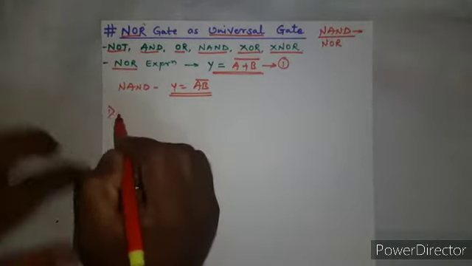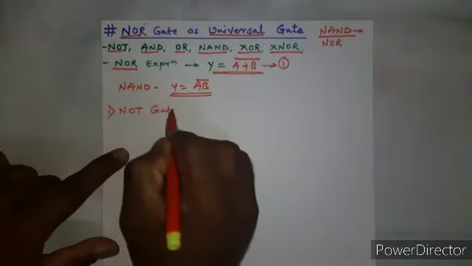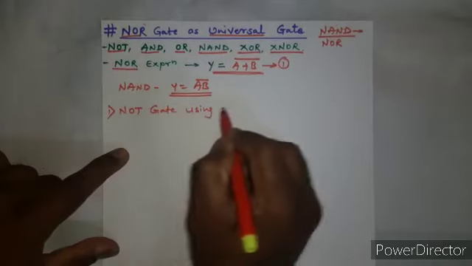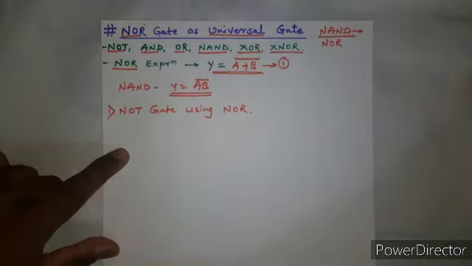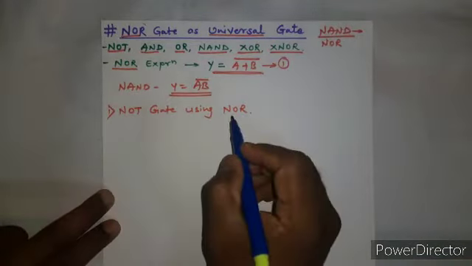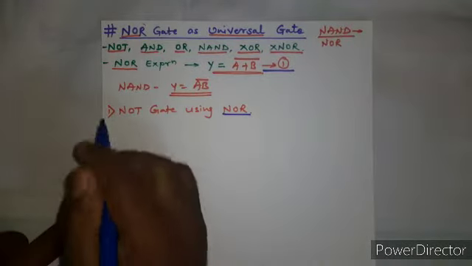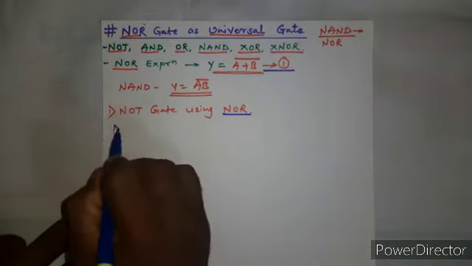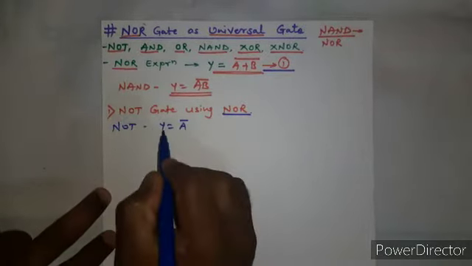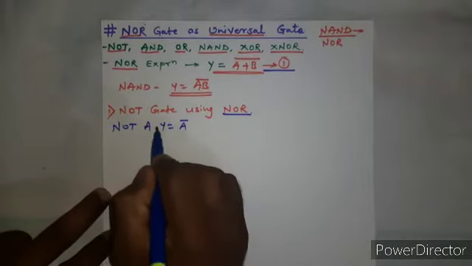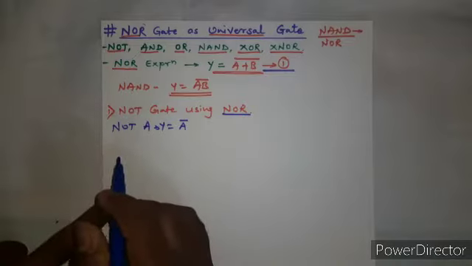So very first we can say NOT gate using NOR gate, right? The equation of NOR gate we have written here. We'll consider that as equation 1. Now what is the equation for NOT gate? NOT gate y equal to a bar. So if input is a, then output y is equal to a bar, right?